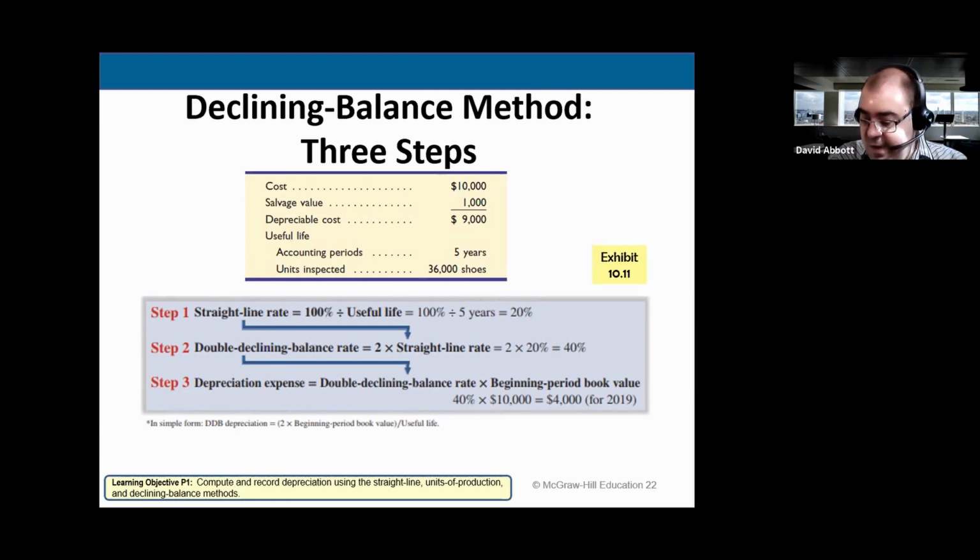So this method follows 3 steps. Compute the asset straight line depreciation, double the straight line rate, and compute the depreciation by multiplying this rate by the asset's beginning book value.